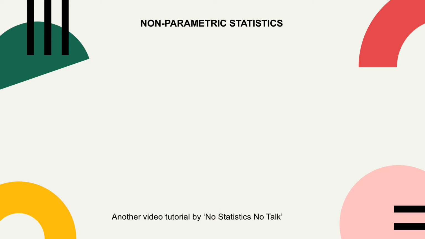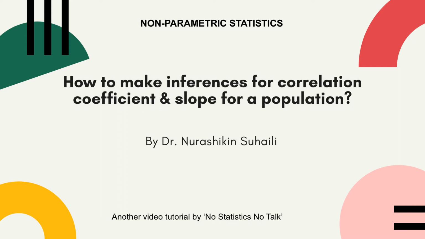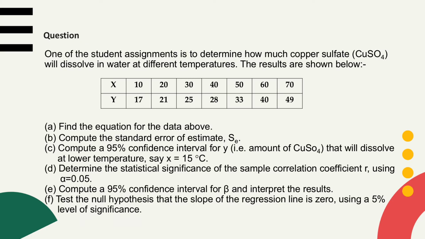Hello students, in this video tutorial, I will guide you on how to solve problems related to making inferences for correlation coefficient and slope for a population. Suppose you are given this problem. One of the student assignments is to determine how much copper sulfate will dissolve in water at different temperatures. The results are shown below. So here are all the 7 pairs of data of x and y.